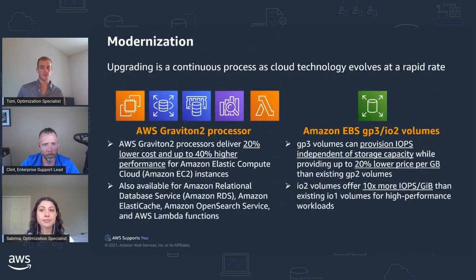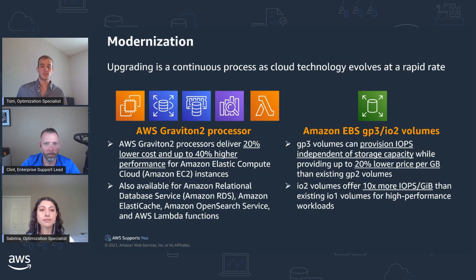So starting with modernization, there are many modernization paths available, but we're just going to focus on two today. The first is the AWS Graviton2 processor, which for Amazon EC2 instances, these ARM-based processors deliver 7 times the performance at 20% the cost. Graviton2 processors are also available for Amazon RDS, Amazon ElastiCache, Amazon OpenSearch Service, and AWS Lambda functions as well.